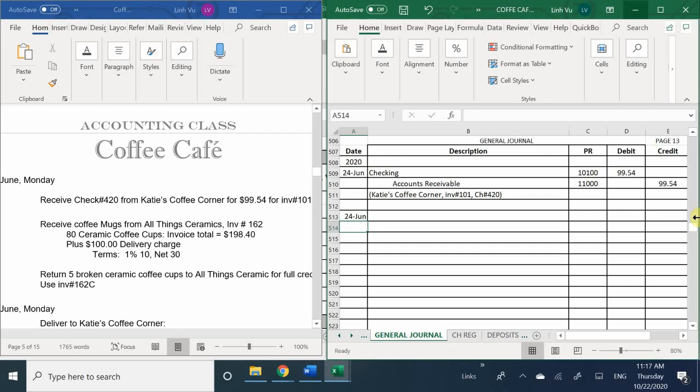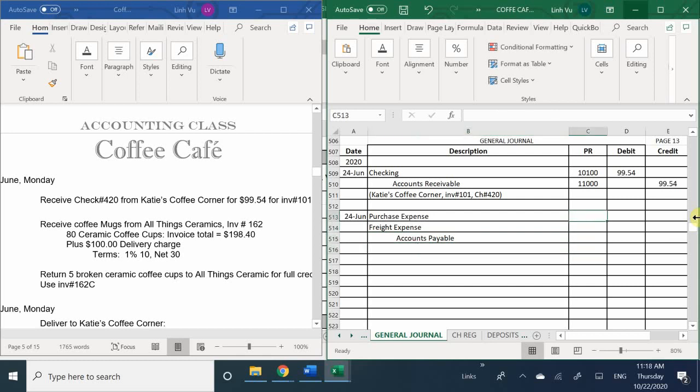Debit purchase expense and freight expense, and credit accounts payable. We credit accounts payable because we received a bill. Are we going to pay now? No, not yet.